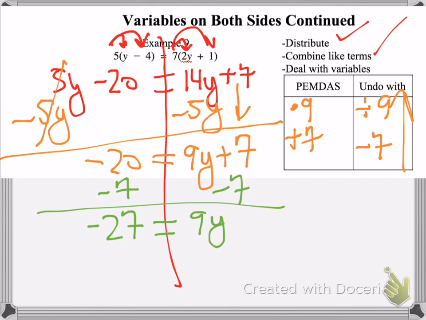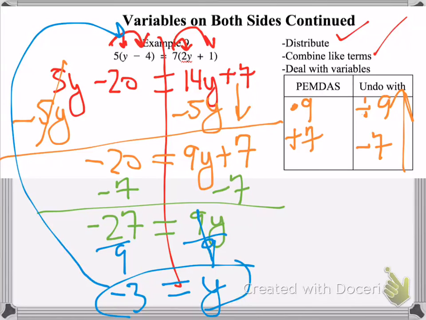And we're going to now divide both sides by 9. So negative 27 divided by 9 is negative 3. 9 divided by 9 is 1, so we got 1y, which is just y. So we got our final answer. Definitely check it by putting it back in.